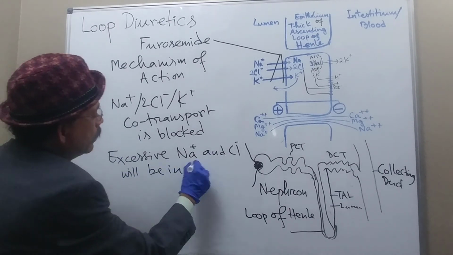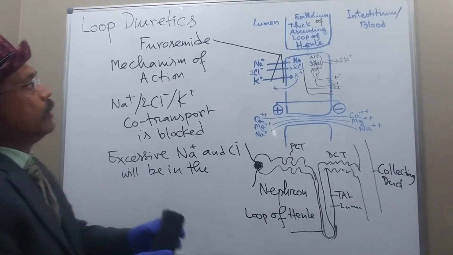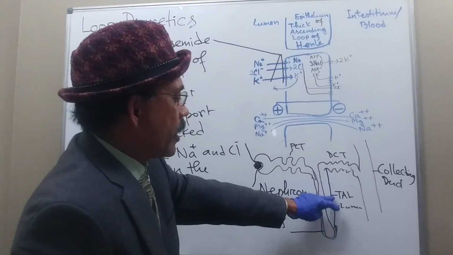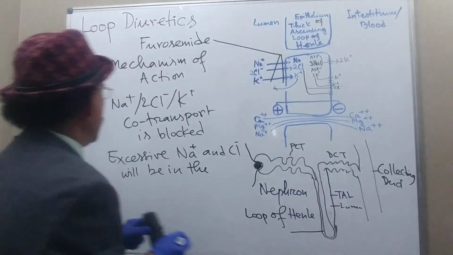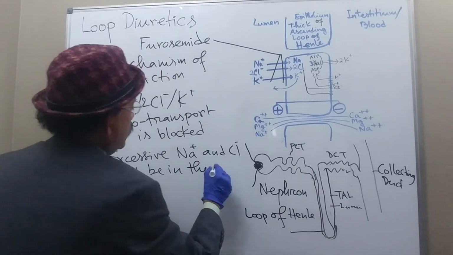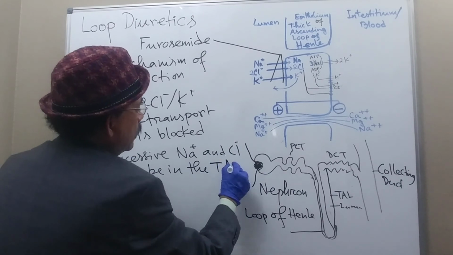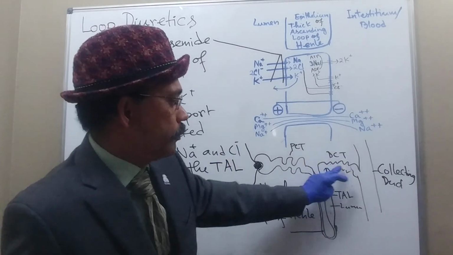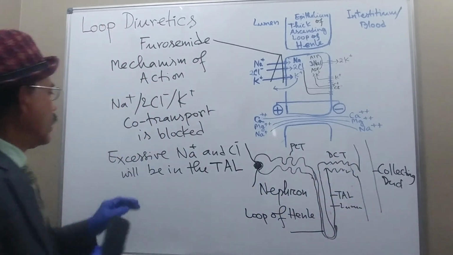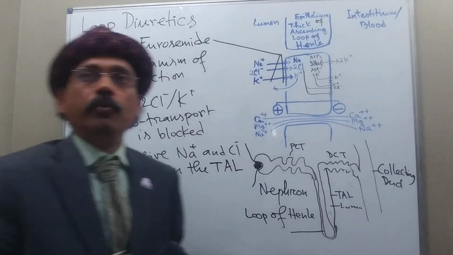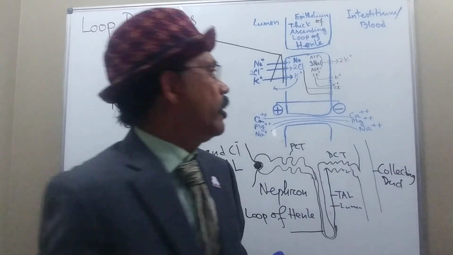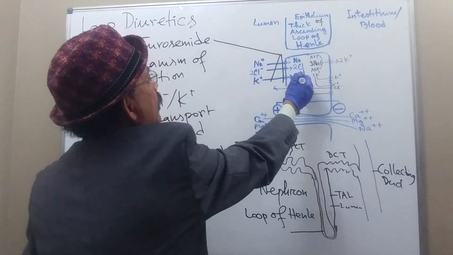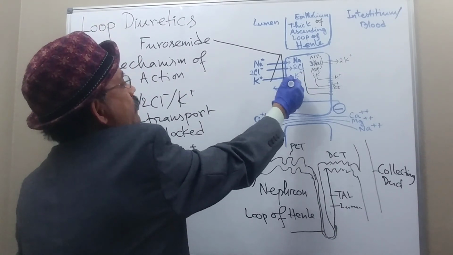in the urine, in the lumen of the thick ascending limb of loop of Henle, the TAL, thick ascending limb of loop of Henle. This is the process of formation of urine here. Okay, so excessive sodium and chloride will be there. Okay, so there will be potential difference, and potassium inside the cell, they will come back through another channel.